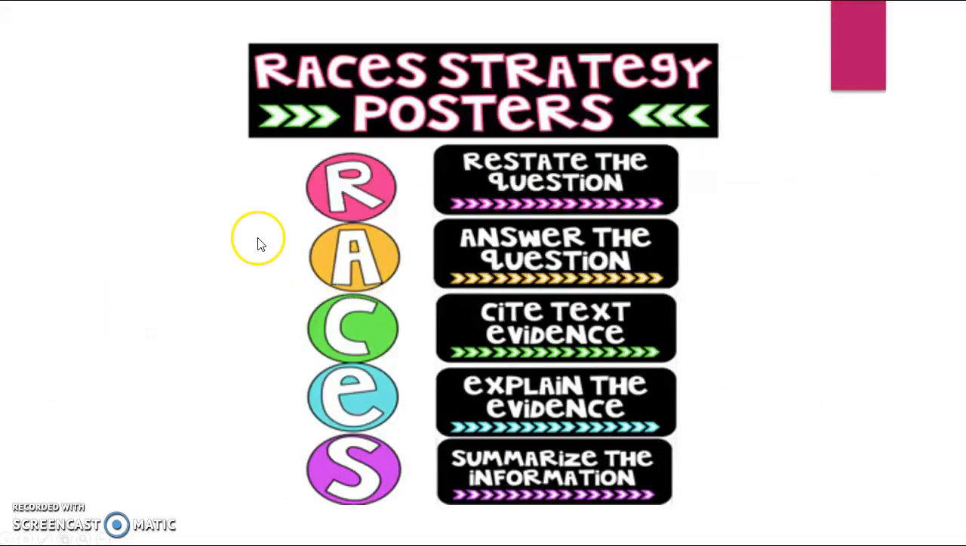So just a reminder of some strategies that we talked about, just to refresh your memory. The RACES strategy is super helpful to make sure that you've got all parts of your constructed response in there. You want to restate the question. You want to make sure you answer all parts of the question. You want to cite your textual evidence and explain why the evidence belongs in there. And then lastly, you want to make sure you summarize or conclude, wrap up your constructed response.